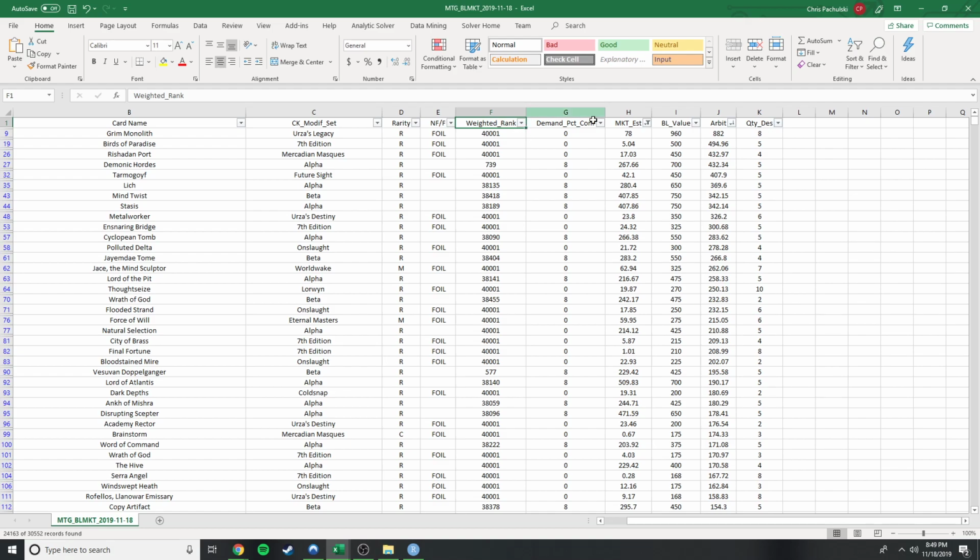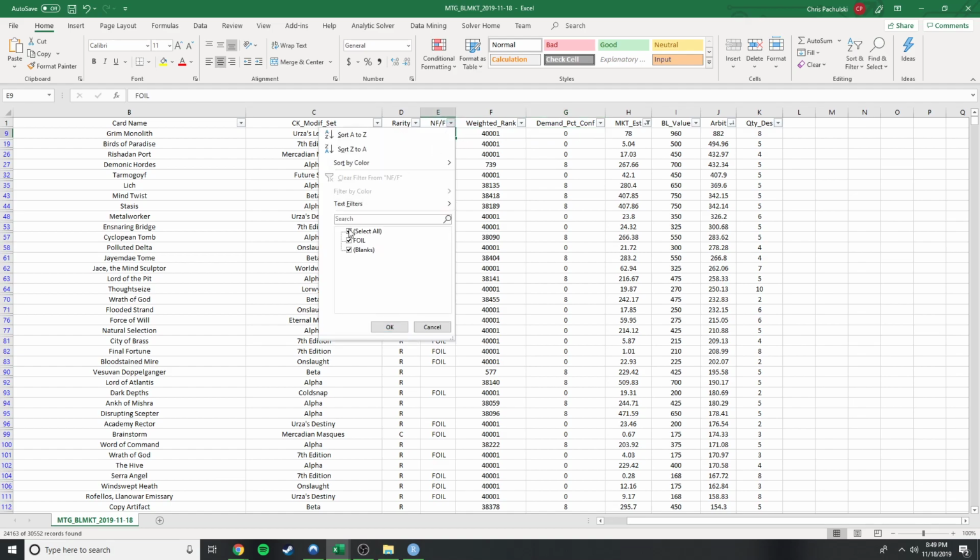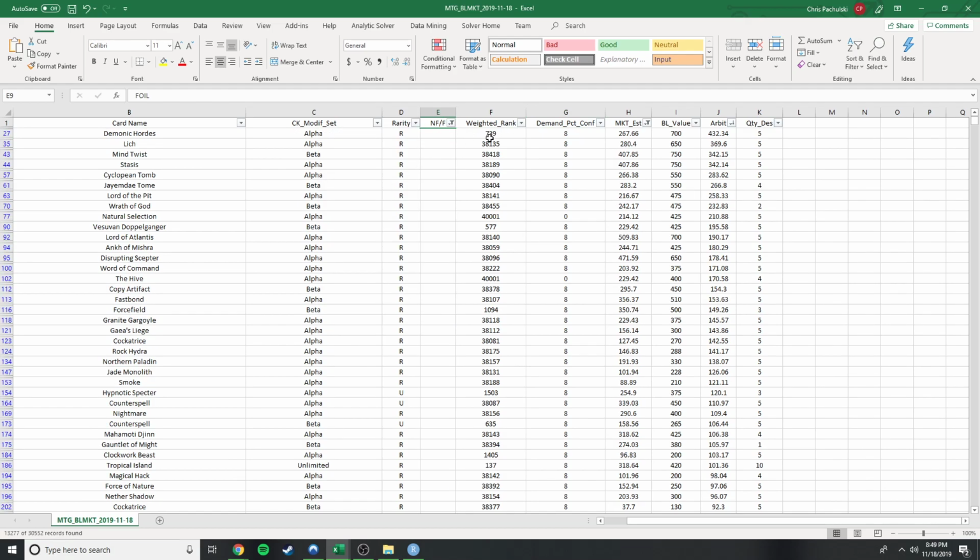Then here we have the percent confidence, which obviously is zero. I'm telling you straight up in this column, I have a value here, but my degree of confidence is as low as it can be. Obviously, we want to improve that a little bit. So what I'm going to do is get rid of foils. Again, I loathe foils. I hate them.